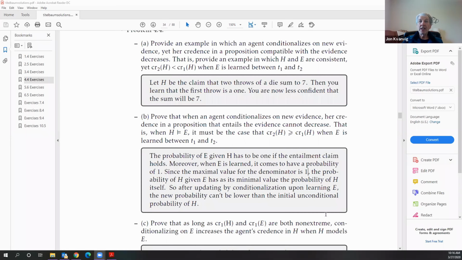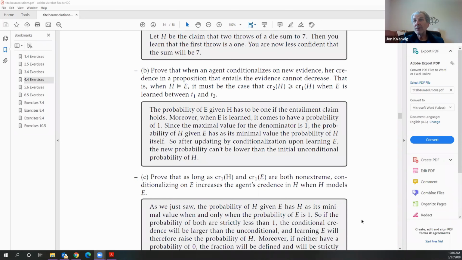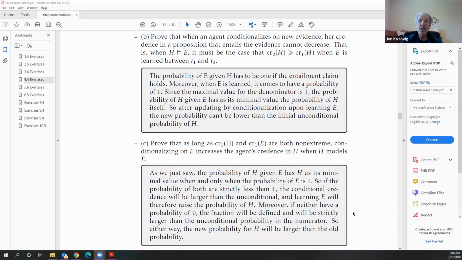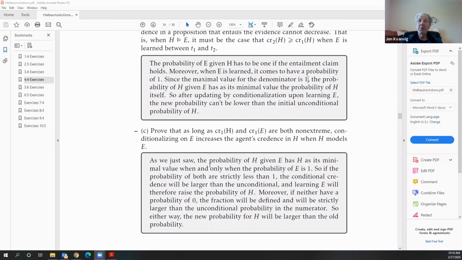All right, prove that as long as the 2 probabilities are non-extreme, conditionalizing on E increases the agent's credence in H when H models E, or models is a synonym here for entails. Now, as we just saw in answering B, the probability of H given E has H as its minimal value when and only when the probability of E in the denominator is 1.